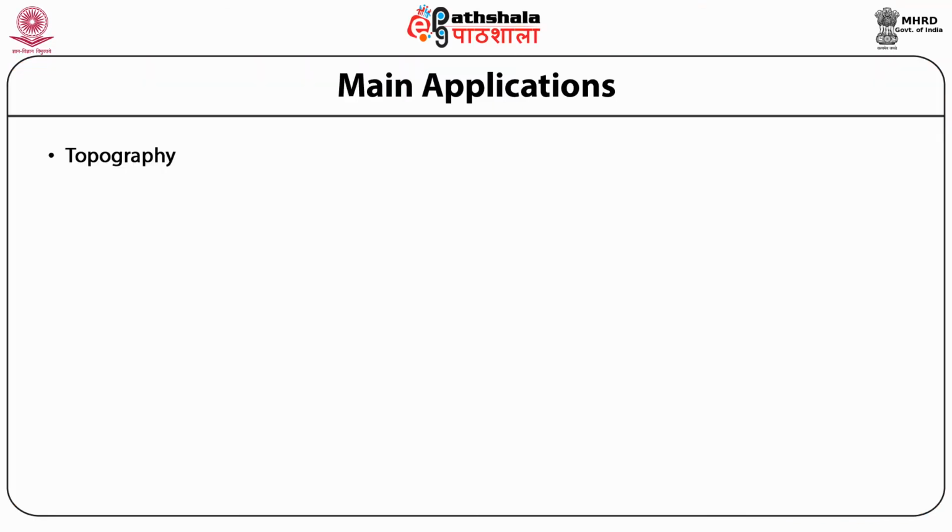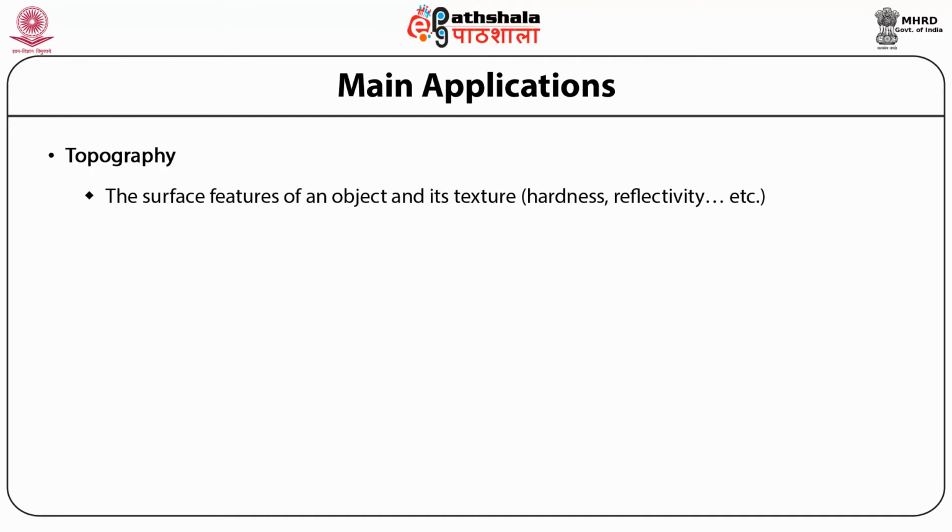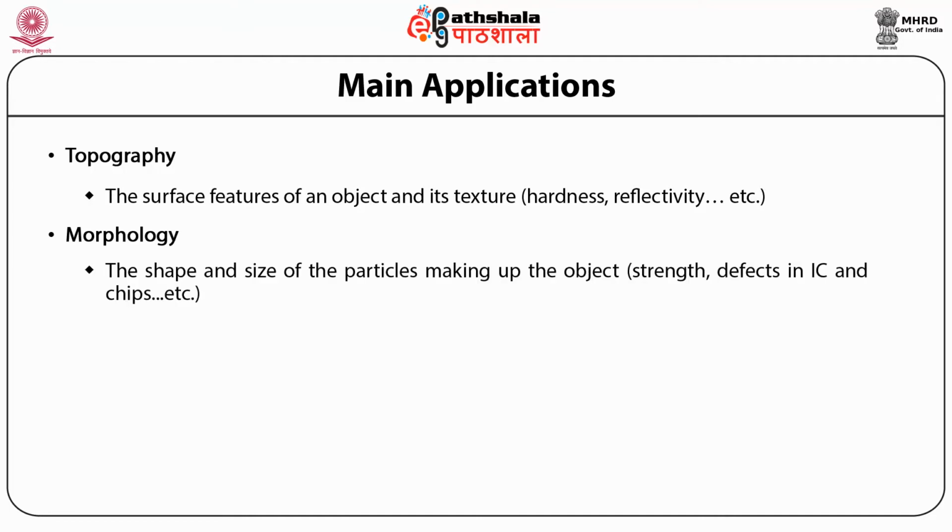The main applications of SEM. We have categorized the main applications into 4 categories. First is to study topography, which means the surface features of an object and its texture, that is hardness, reflectivity, etc. Second is to study the morphology, that means the shape and the size of the particles making up the object, for example strength, defects in IC and chips, etc.